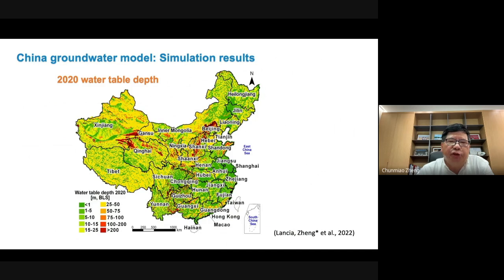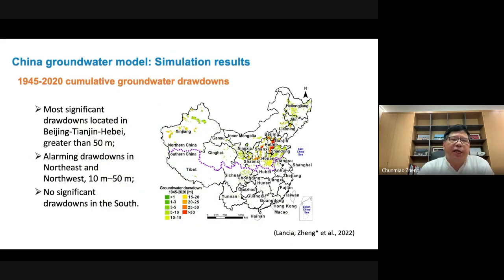This is the water table depth for China in 2020. You can see from less than 1 meter, very close to the land surface like a wetland, all the way to greater than 100 meters, so very deep aquifer. And then the model started from 1945. At that time, there was assumed to be no pumping, so it's like an initial condition. And all the way to now, you can see the cumulative groundwater pumping and storage depletion. Again, from less than 1 meter depletion all the way to greater than 50 meters. So the groundwater table is really declining because of over-pumping for agriculture, for drinking, for industrial use.